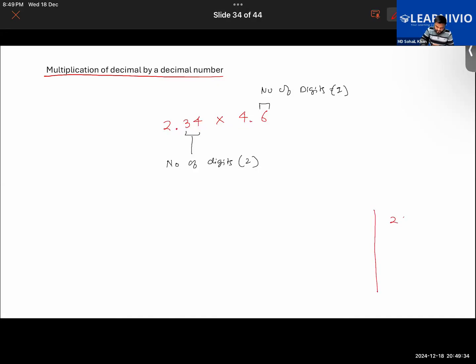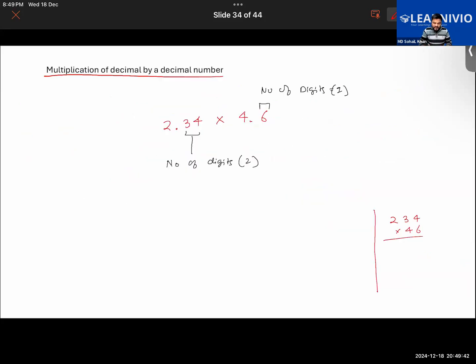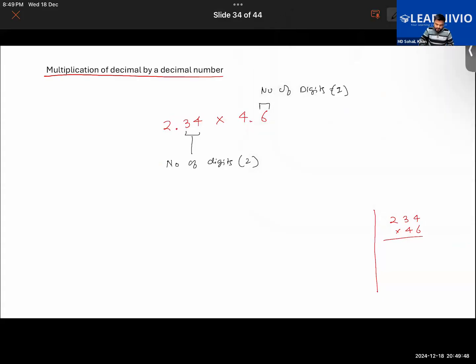So let's multiply 234 by 46, following the first method, which says that to multiply we have to ignore the decimal point and multiply as whole numbers. Quickly do the multiplication with me. 6 fours are 24, so we write 4 over here and carry 2. 6 threes are 18, 18 plus 2 is 20. So I write 0.